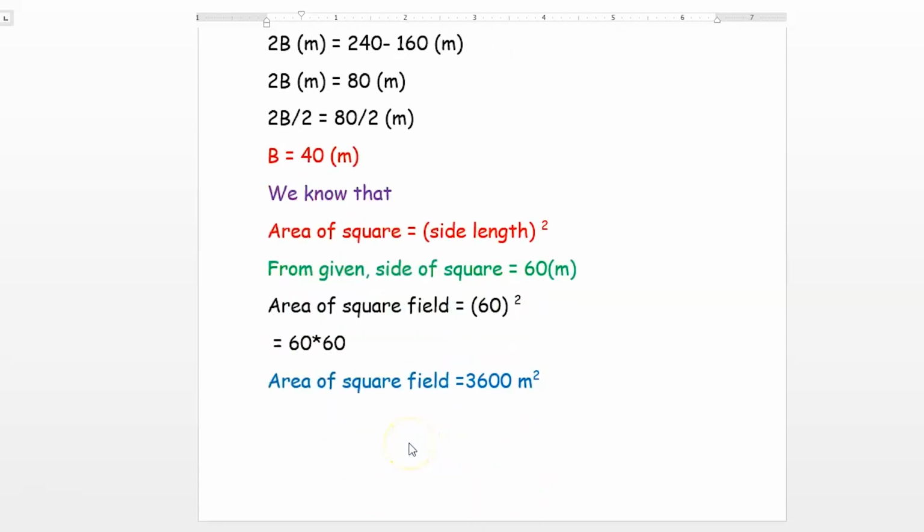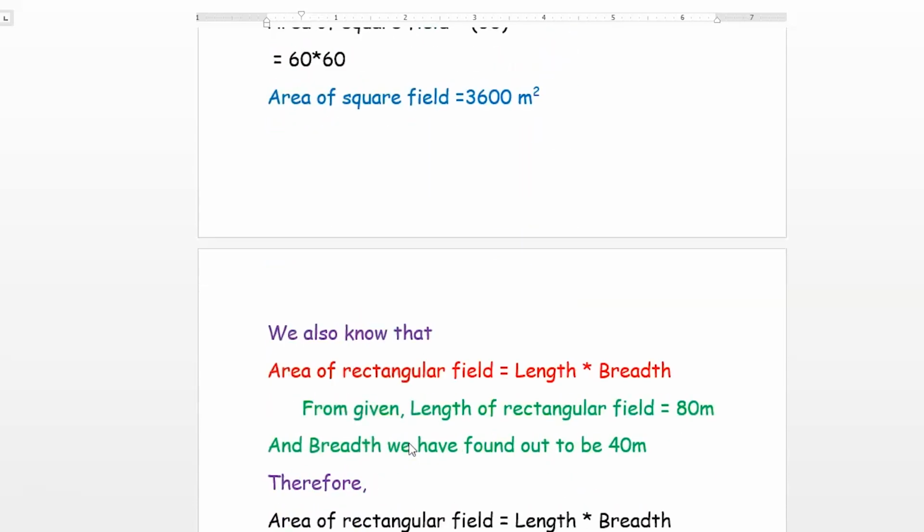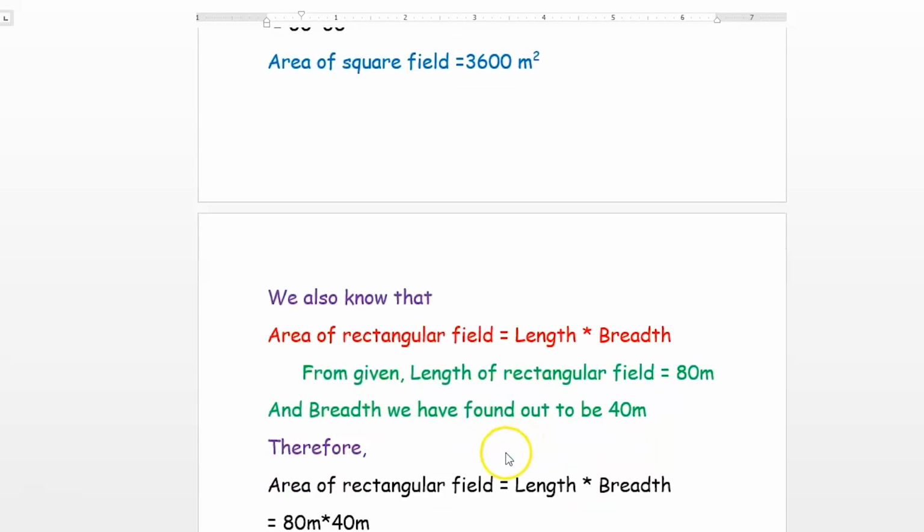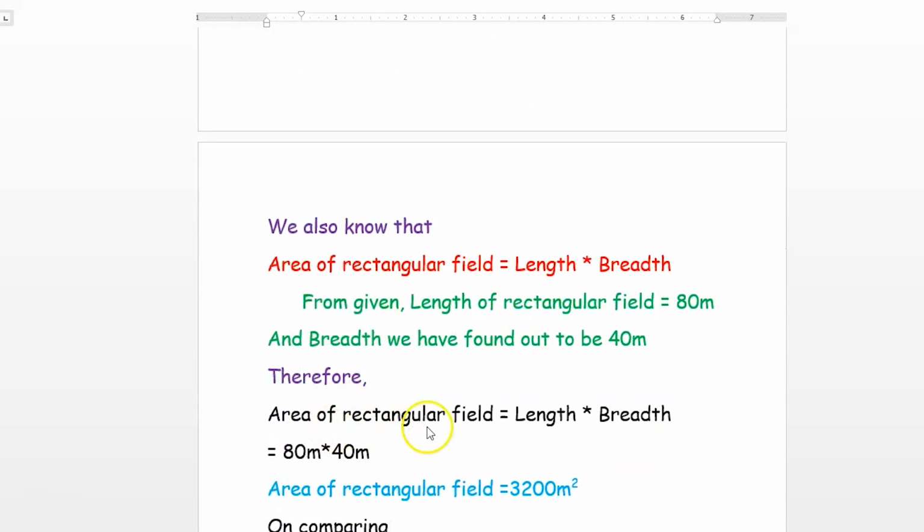Now we want to find the area of the rectangle. We know that the area of the rectangular field is length into breadth. From the given, the length of the rectangular field is 80 meter and we have found the breadth of the rectangular field to be 40 meter. So now substitute to find the area of the rectangular field, length into breadth. So 80 meter into 40 meter. So the area of the rectangular field, 80 into 40, is 3200 meter square.